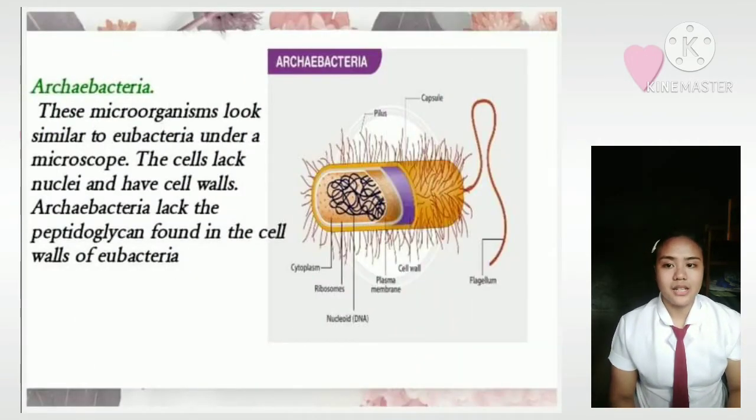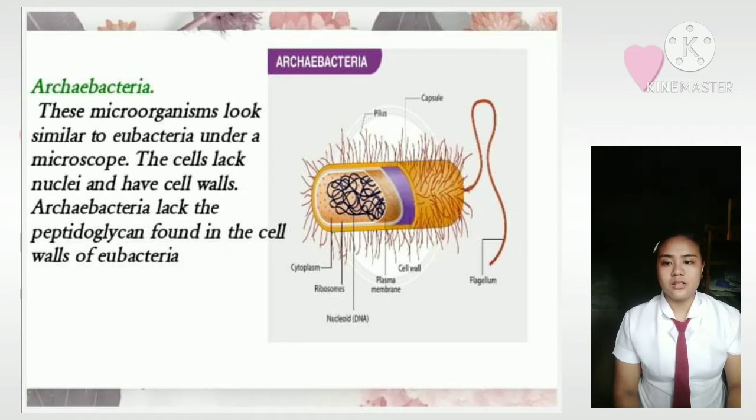So, archaebacteria. This microorganism looks similar to eubacteria under a microscope. The cells lack nuclei and have a cell wall. Archaebacteria lack the peptidoglycan found in the cell wall of eubacteria.